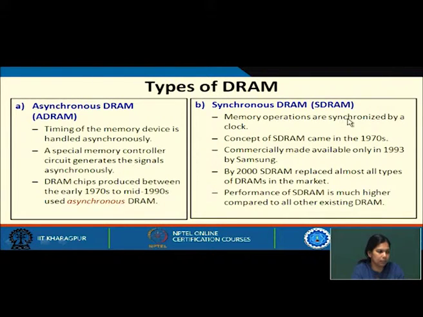Here the memory operations are synchronized by a clock, so it is synchronous. This concept was already available in the 70s, but commercially it was available in 1993, and by 2000 SDRAM had replaced almost all types of DRAM in the market. So, there is no asynchronous DRAM these days, we have all synchronous DRAM, and the performance of synchronous DRAM is much higher compared to all other existing DRAM.